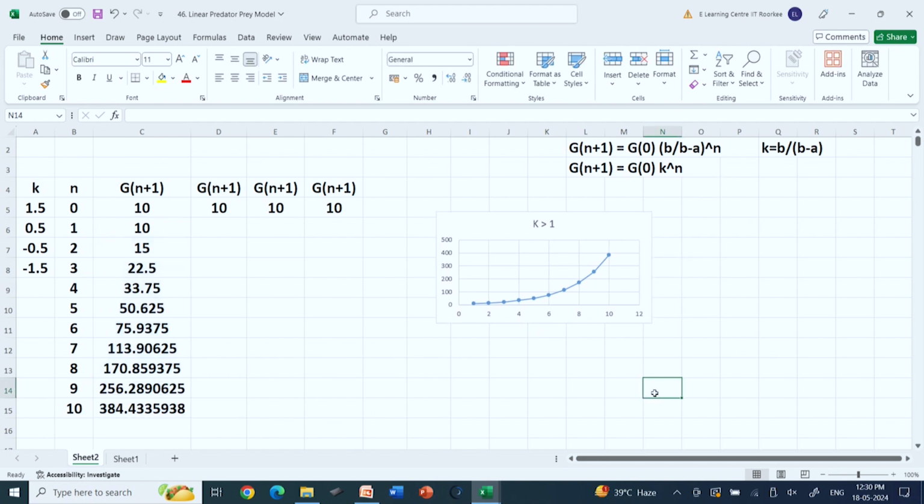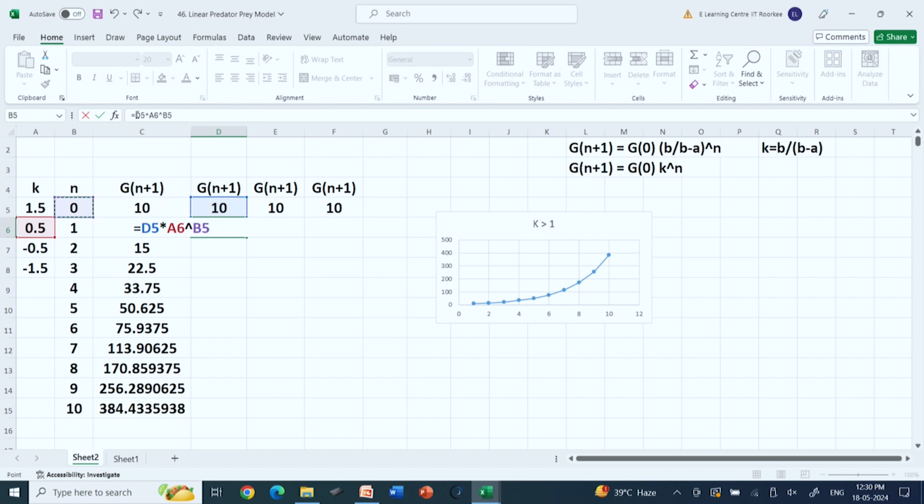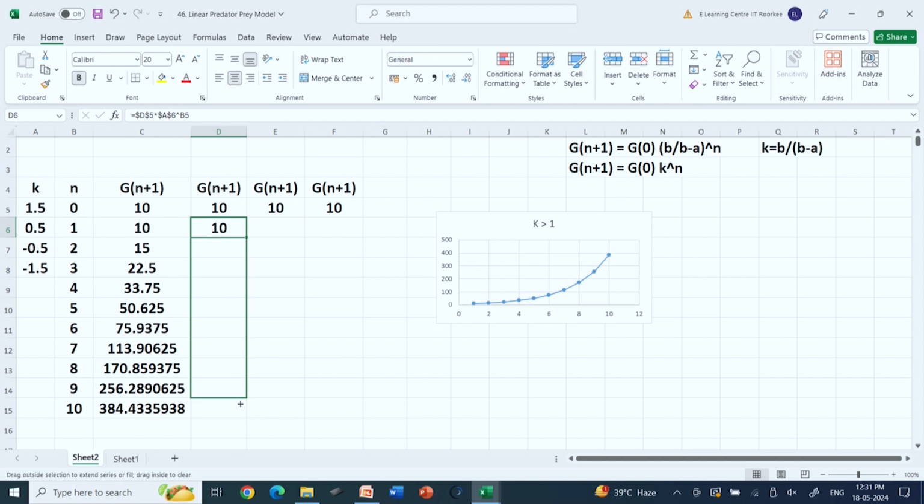Okay. So, I will explain this curve later on. Let me first generate them. Now let's say k lies between 0 and 1, so it is 0.5. So this is equal to again the initial value multiplied by k to the power n. These two values are constants. And I drag them.